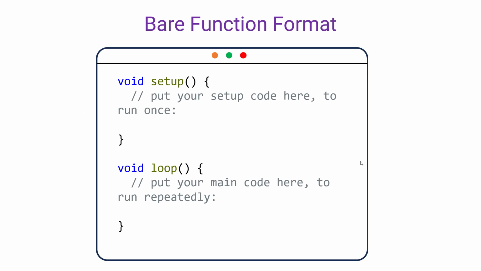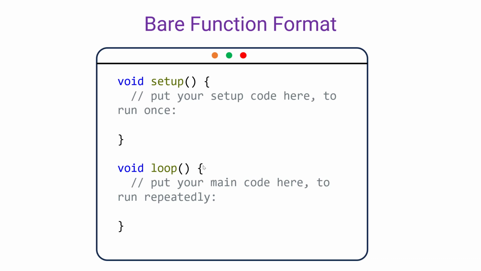Before starting to program for Arduino, let me give you some basic idea about the bare function format of an Arduino program. In the Arduino program, it has two parts. The first part is called void setup, and you need to put the configuration statements here, like which pin is input, which pin is output, and initialization codes. You need to put these statements here in the void setup section.